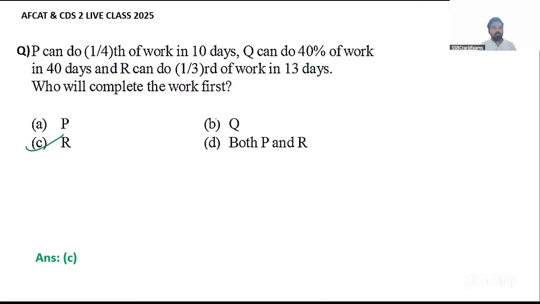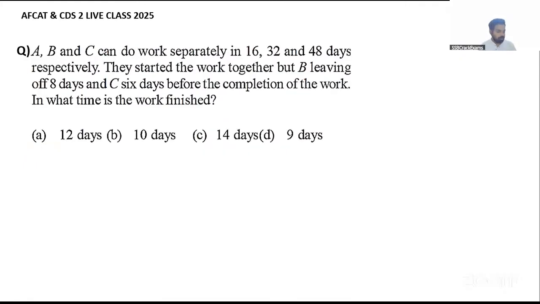Okay, let's move to another question. A, B, and C can do work separately in 16, 32, and 48 days, respectively. They started work together, but B leaves after 8 days, and C 6 days before the completion of the work. In what time is the work finished?